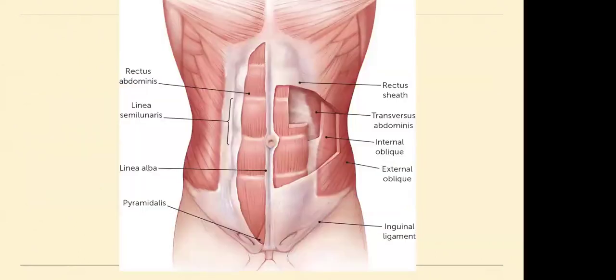This is a summary of the muscles of the anterior abdominal wall. We have the rectus abdominis muscle over here in the front, followed by the pyramidalis muscle, which is found deep to it. We have the 3 muscles on the side, which are the external oblique, internal oblique, and the transversus abdominis muscle.